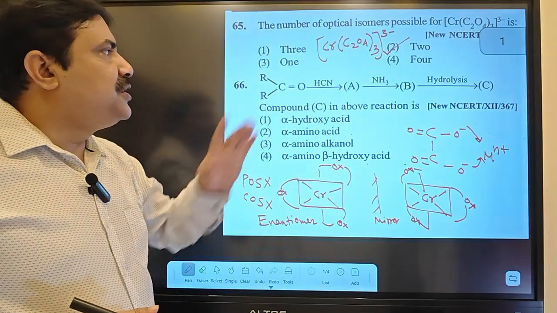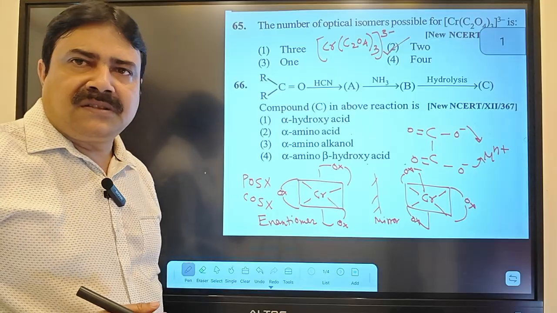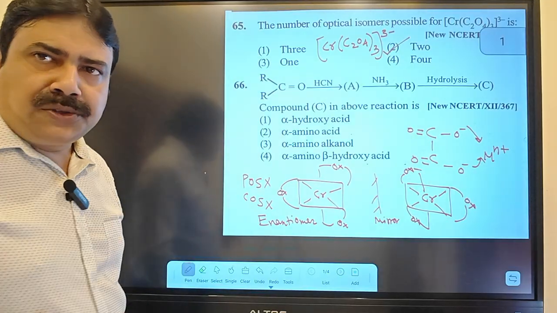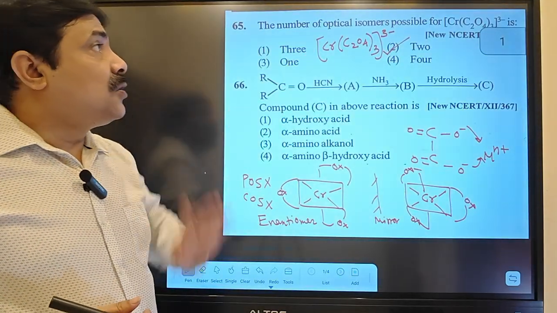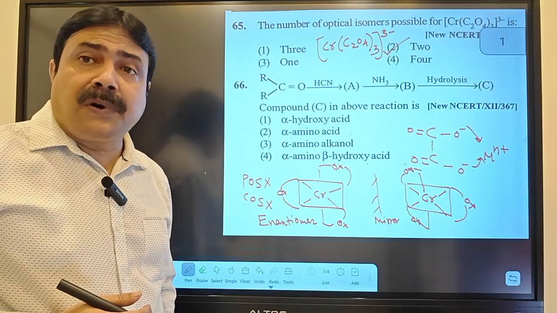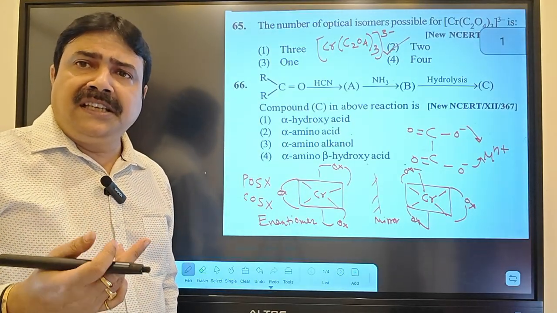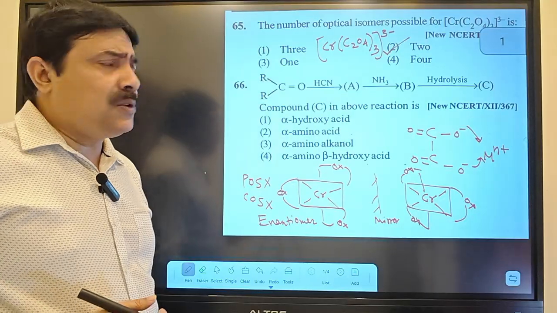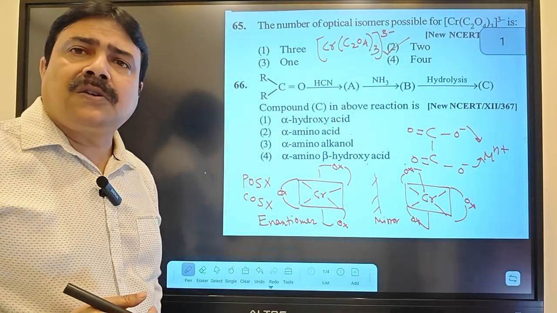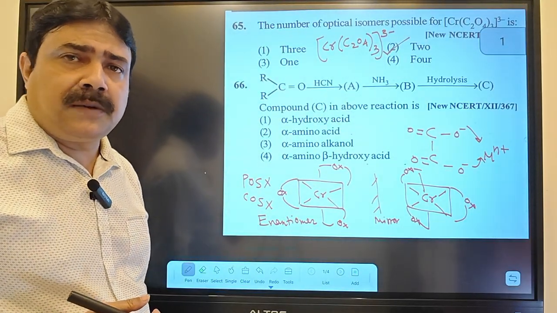Then they are asking which is C among these 4 options. That means it's an organic question. The previous one was a coordination compound question, which is very important. You can expect 1 or 2 questions in NEET, JEE, even in Advanced, compulsory questions will be there in coordination compounds. That much important this chapter is.